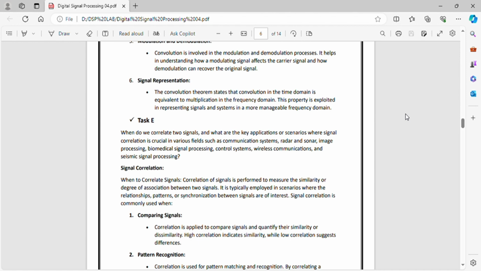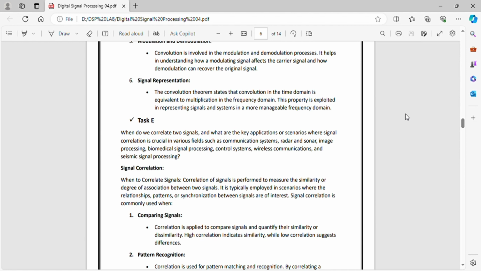What are the key applications or scenarios where signal correlation is crucial in various fields such as communication systems, radar and sonar, image processing, biomedical signal processing, control systems, wireless communications, and seismic signal processing?